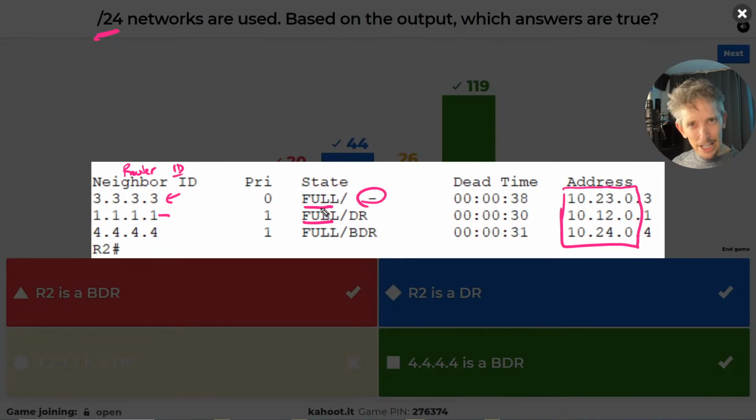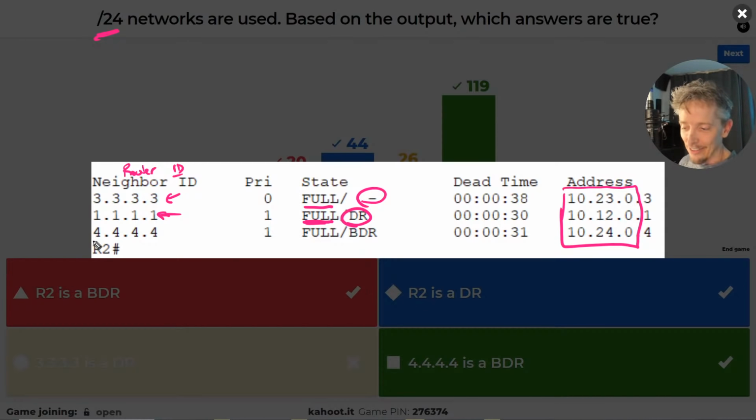Remember INITELF? I have a video on INITELF: init, two-way, exstart, exchange, loading, and full. Going back to my own mnemonics for that. So we have a full adjacency, and that device is a doctor. Is it? I shouldn't say that, because if you're new, it's a designated router. So R1, or whoever's router ID this is, is the designated router.